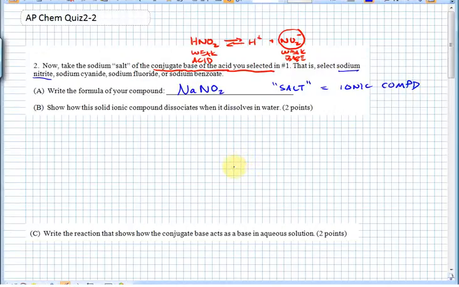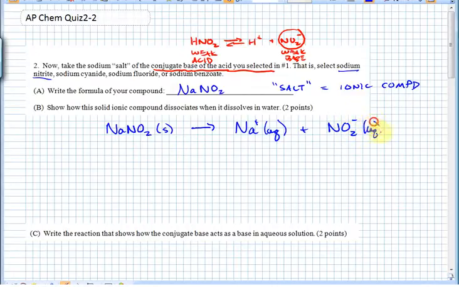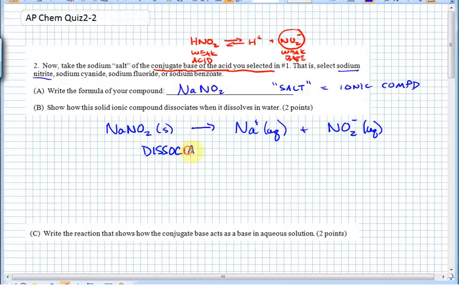Okay. Show how this compound dissociates when it dissolves in water. Like any good soluble ionic compound, and we know this is going to be soluble because it contains sodium ion, anything that contains sodium ion completely dissociates when it goes into water. And everybody remembers the reason for that. Water, being a polar molecule, is able to hydrate both the cation and the anion, overcoming the ionic bonds that hold sodium ions and nitrite ions together in the solid state and liberating those. So again, this is the dissociation.